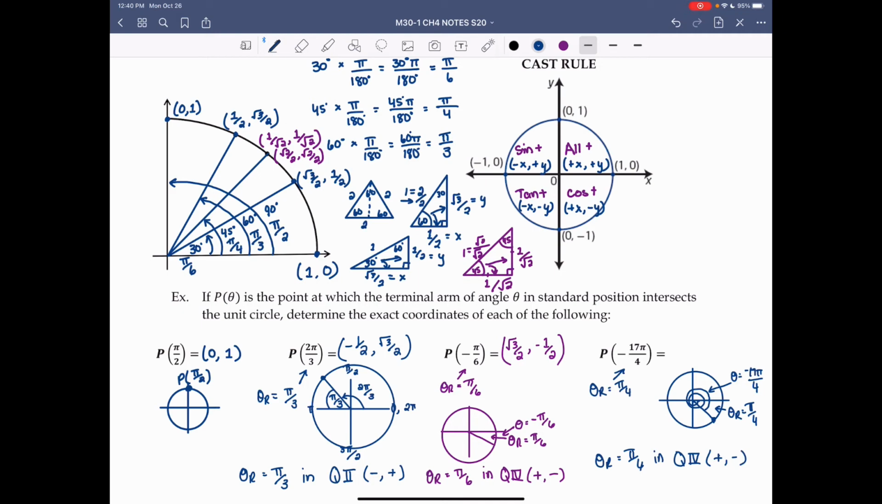Reference angle of pi over 4, it's really easy. That's where they're both the same. They're both root 2/2, or 1/√2. The point on the unit circle at negative 17 pi over 4 is positive root 2/2, negative root 2/2.